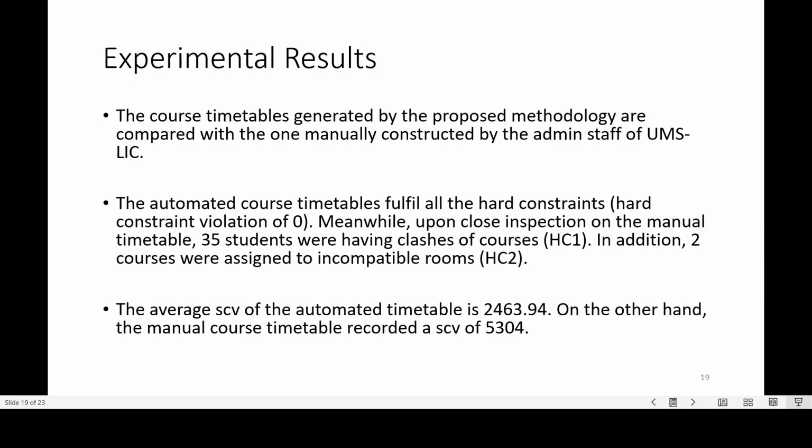The average SCV of the automated timetable is 2463.94. On the other hand, the manual course timetable recorded a SCV of 5304.